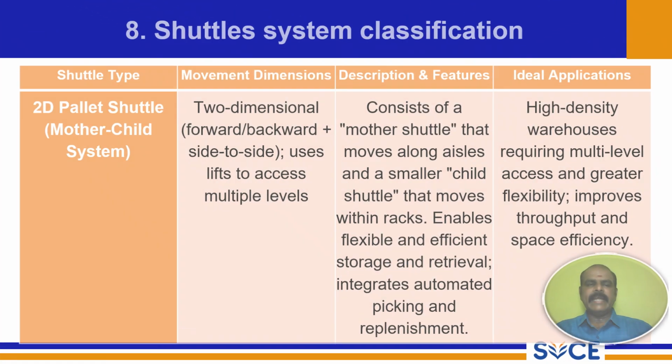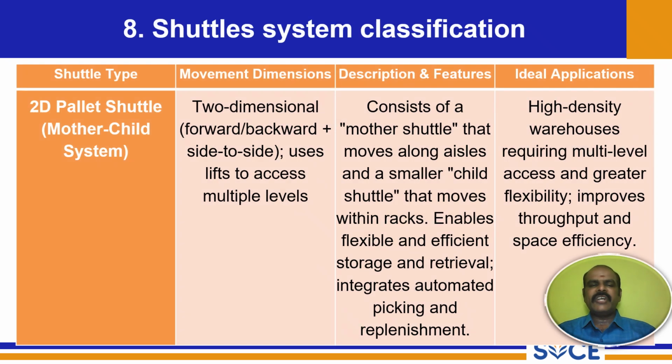And next, the 2D pallet shuttle, also called the mother-child shuttle. That means two-dimensional: forward as well as backward, plus side to side, and it uses lifts to access multiple levels. So here it can go forward and backward, number one. Even it can go to the side. Side means not horizontal, vertical. So vertically it can take the load up to the next level. It acts as a lift, that is, a combination of the earlier 1D, but of course the second axis is going to be given load, and additionally it is going to act as an elevator.